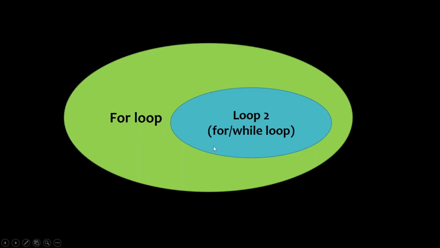So basically, when you place a loop inside a for loop, it becomes a nested for loop. The outer loop must be a for loop, and the inner loop can be either a for loop or a while loop. So that's what a nested for loop is all about.